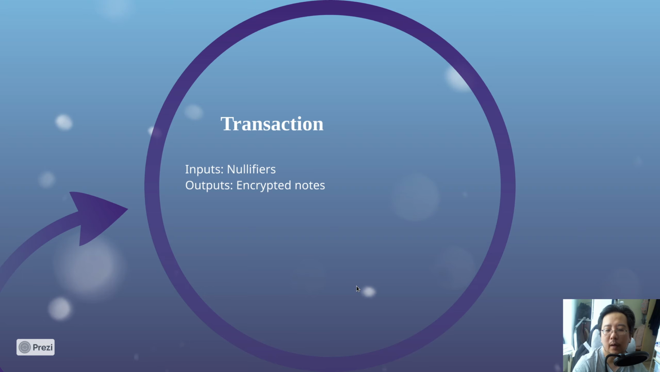That way, if you spend twice, you'll be forced to create the same nullifier, and you'll be forced to publish the same nullifier. By keeping track of all the nullifiers in existence that have been published, the system can avoid the possibility of a double spend.